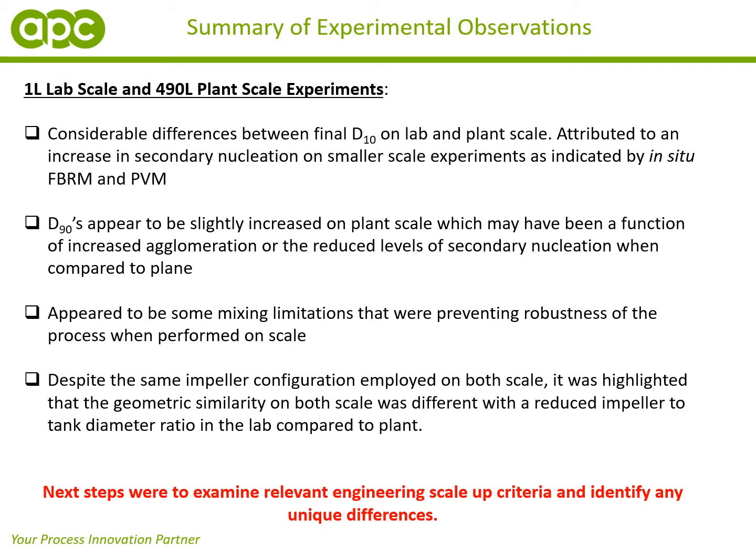So just a very brief summary of the experimental observations for the 1 liter and 490 liter scale experiments. There looked to be considerable differences in the final D10 on the lab and plant scale. In general, the D90s of the PSD looked to be larger in the plant scale runs. And I think the conclusion that was being drawn was that there were fundamental differences in the mixing environment that were attributing to this difference in the final PSD.